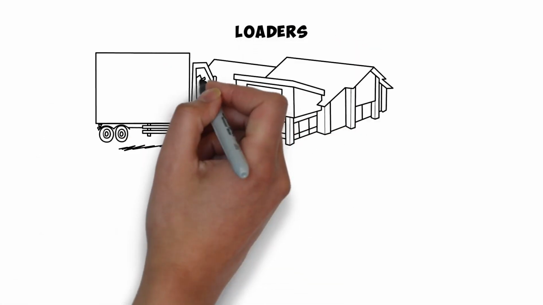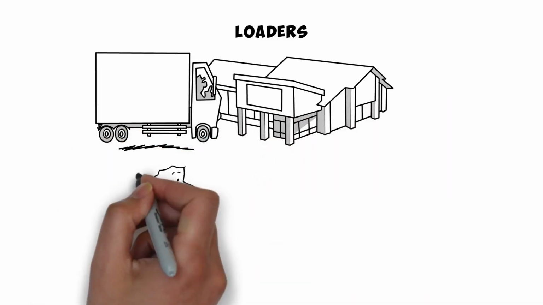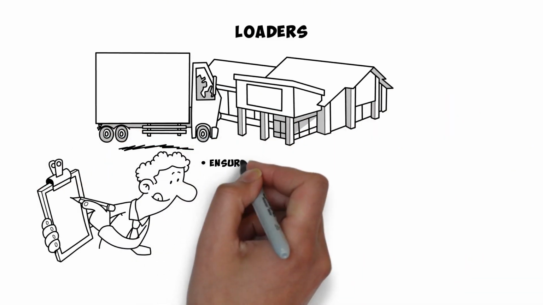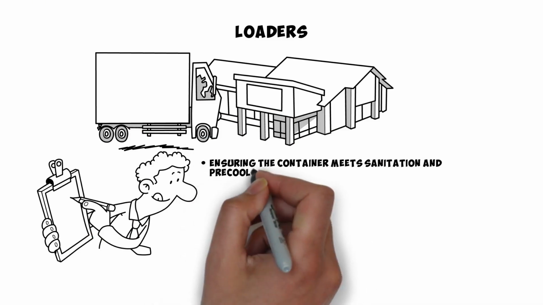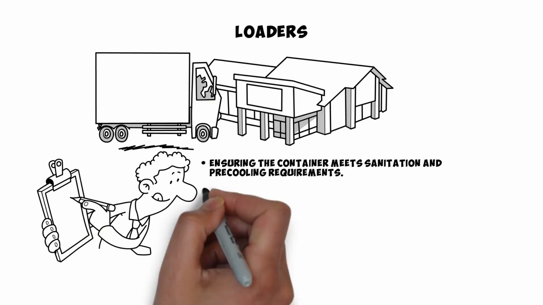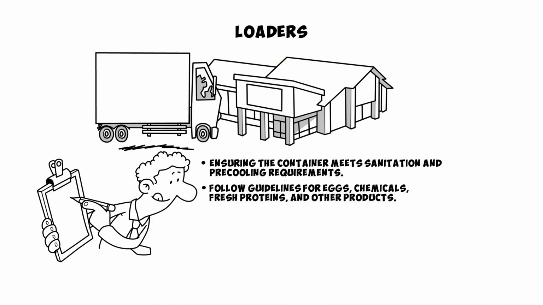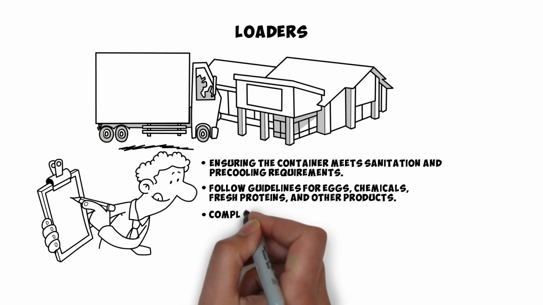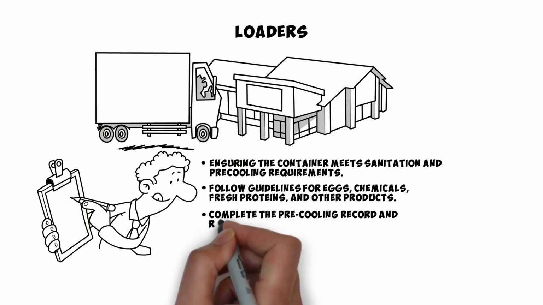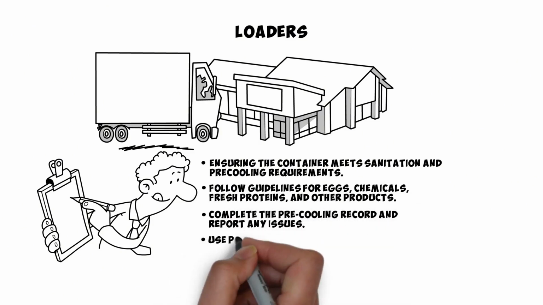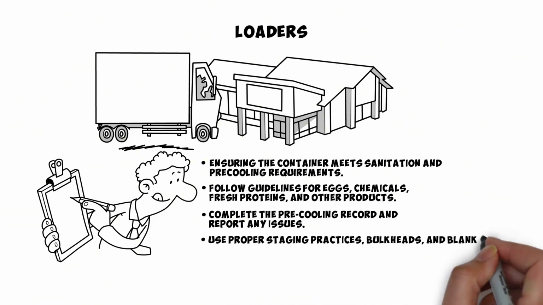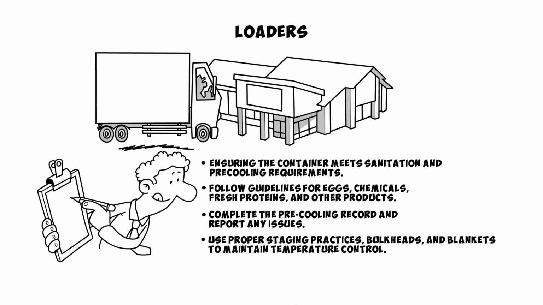7. Responsibilities. Loaders. Loaders have the primary role in the loading outbound supply process, including ensuring the container meets sanitation and pre-cooling requirements. Follow guidelines for eggs, chemicals, fresh proteins, and other products. Complete the pre-cooling record and report any issues. Use proper staging practices, bulkheads, and blankets to maintain temperature control. Most importantly, practice dock safety at all times.